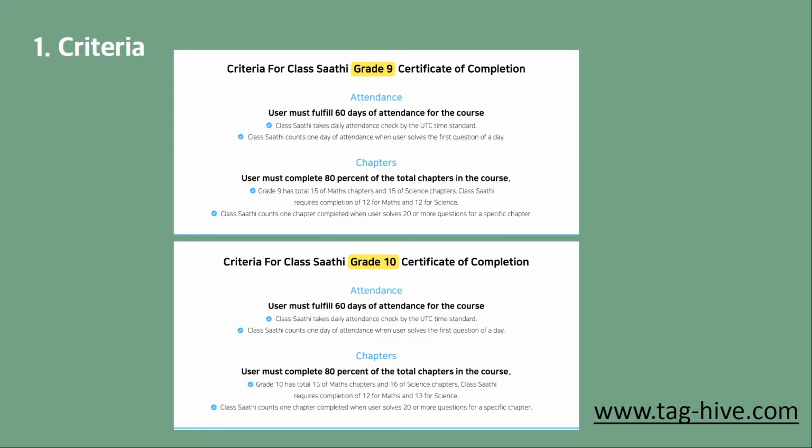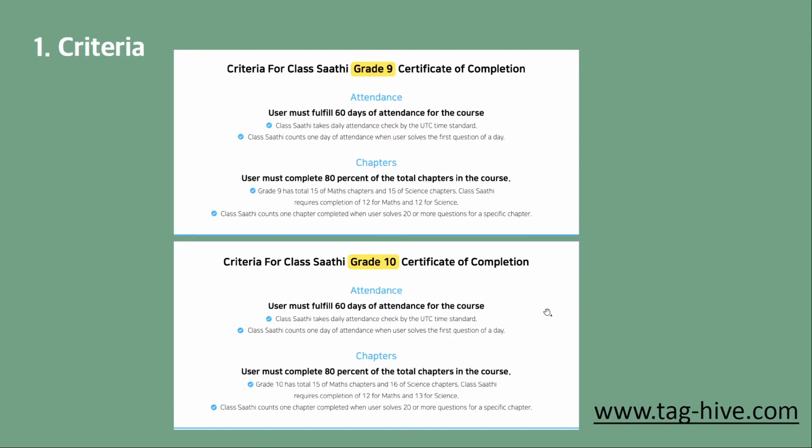Criteria for the Saathi certificate are different for each class. Let's check class 9 and 10 together and compare them. About attendance, the user must fulfill 60 days of attendance to the course. About chapters, users must complete 80% of the total chapters. In the case of class 9, maths and sciences each have 15 chapters, so it requires completion of 12 for maths and sciences each.